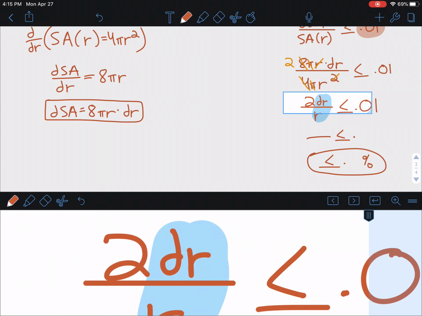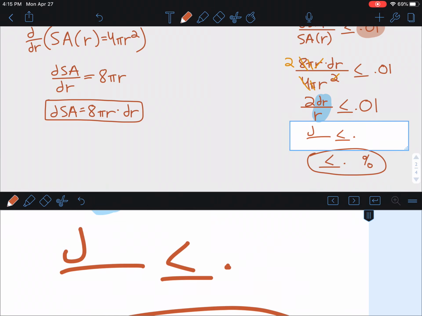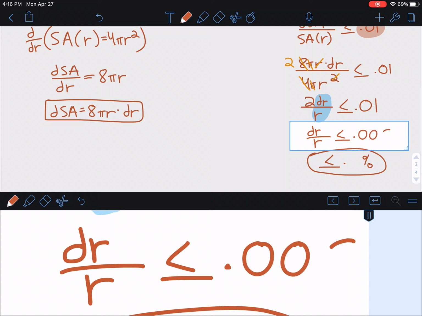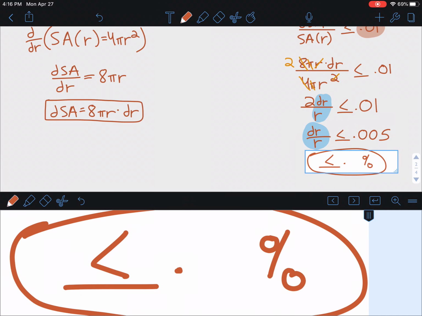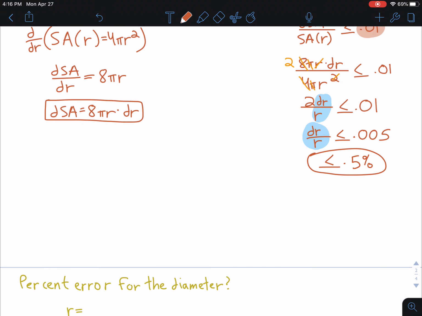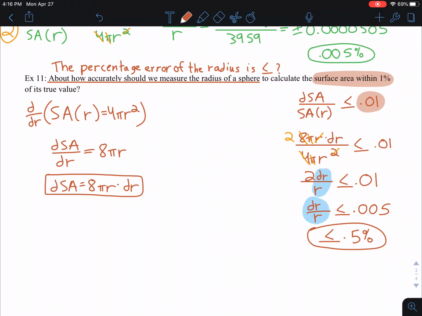Well, I can divide both sides by 2. And so I get that dr over r is less than or equal to 0.005 after I divide both sides by 2. And now this is what the relative change can be no greater than, right? The relative change of the radius has to be less than or equal to 0.005. And so the last thing I'm going to do is convert this into a percent. So I know that the radius has to be within 0.5% in order for the surface area to be within 1% of its true value.